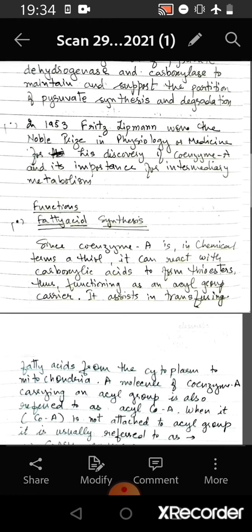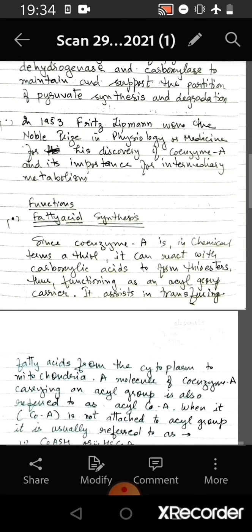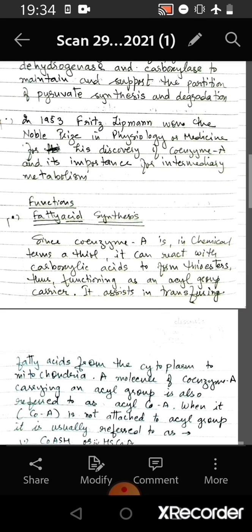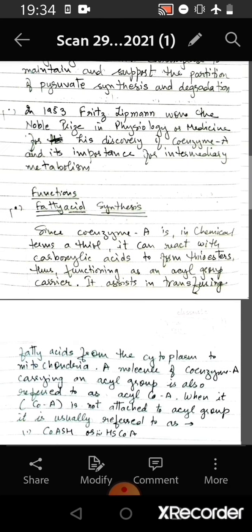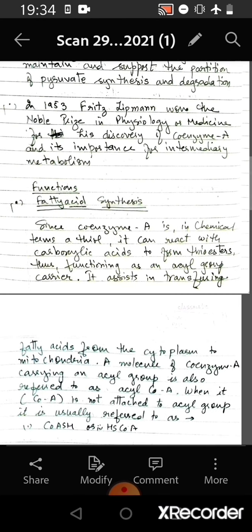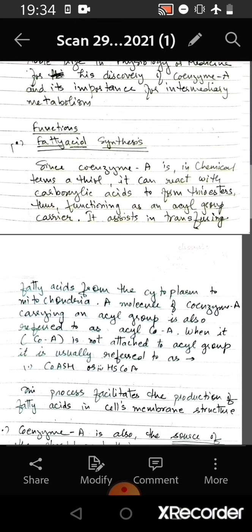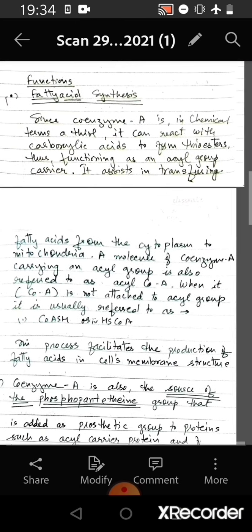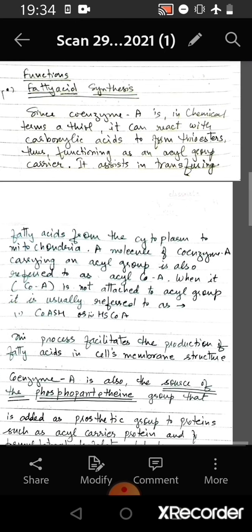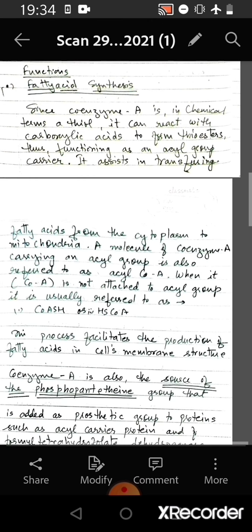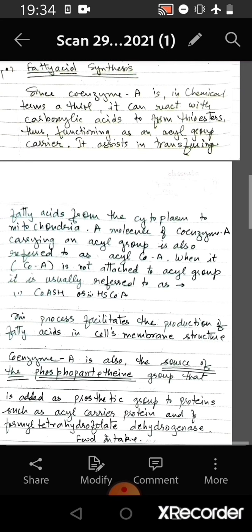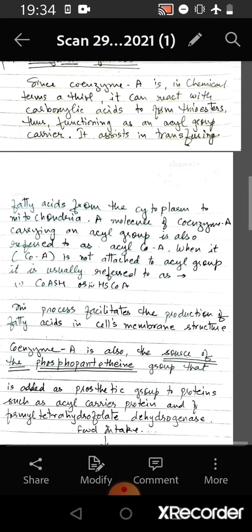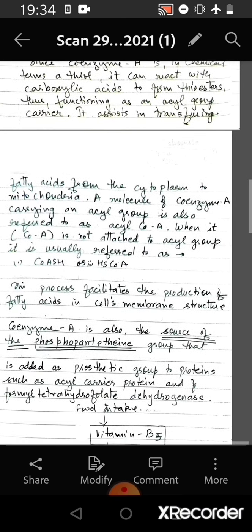In 1953, Fritz Lipmann won the Nobel Prize in Physiology or Medicine for his discovery of coenzyme A and its importance for intermediary metabolism. If we consider the functions, the first is fatty acid synthesis. Since coenzyme A is in chemical terms a thiol, it can react with carboxylic acids to form thioesters, thus functioning as an acyl group carrier.